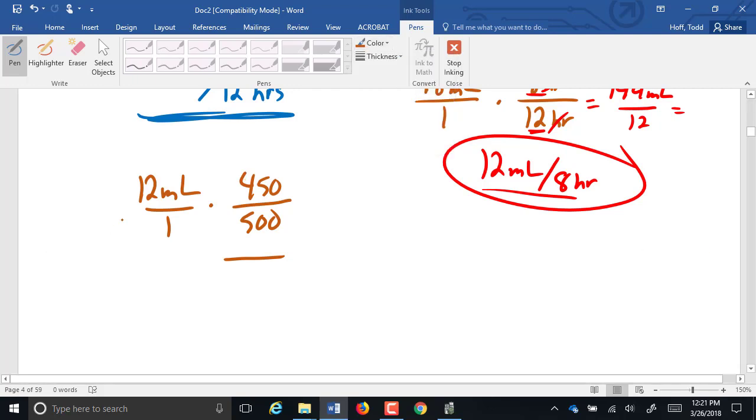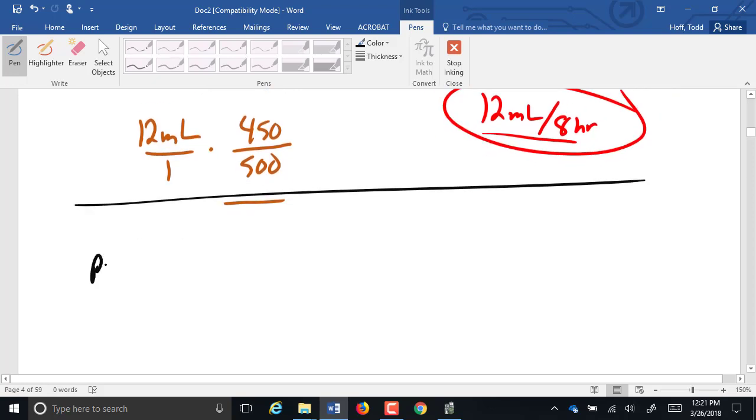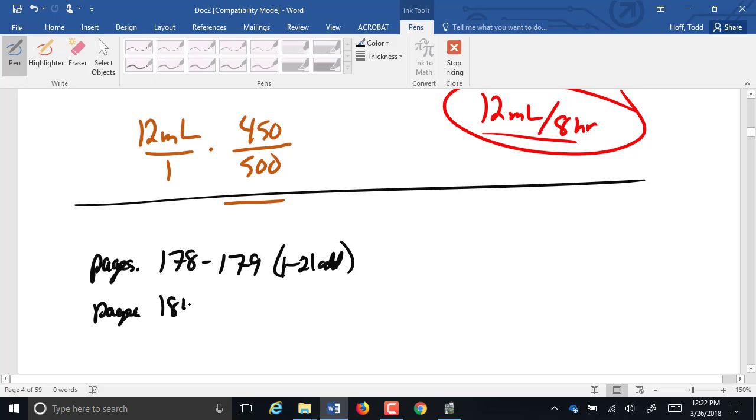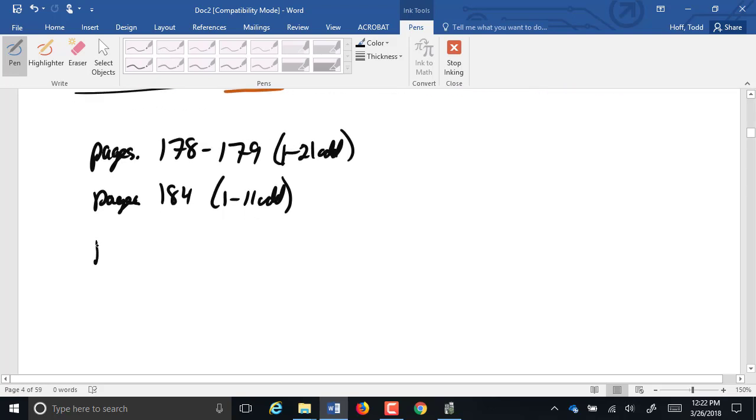There is no new homework from what we talked about today. This is all kind of review of stuff we have done. But you could be looking at pages 178 and 179 out of your book, 1 through 21, the odds. Page 184, 1 through 11, the odds on the titrations. And then also page 188, 1 through 21, the odds.